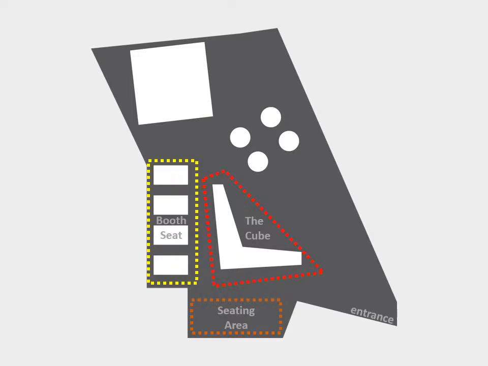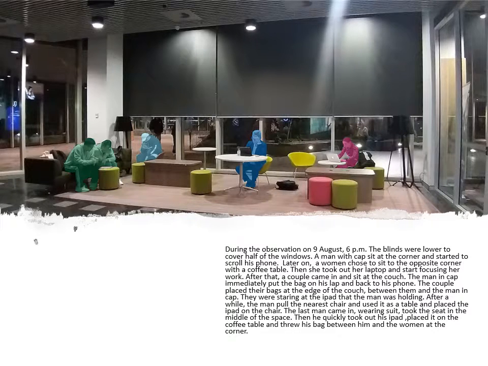The group meeting rooms are placed at the back, providing tables and chairs with electronic devices in the room. There is no sign to direct specific activities, but the space provides a lot of clues and flexibilities that allow perceivers to do different activities. During the observation on 9th August, 6 p.m., the blinds were lowered to cover half of the windows.